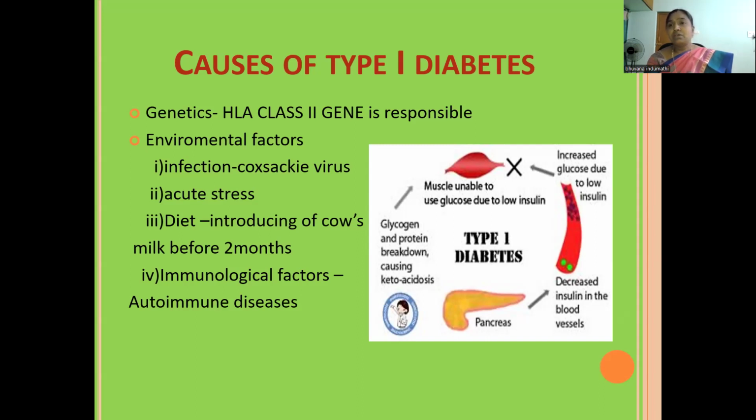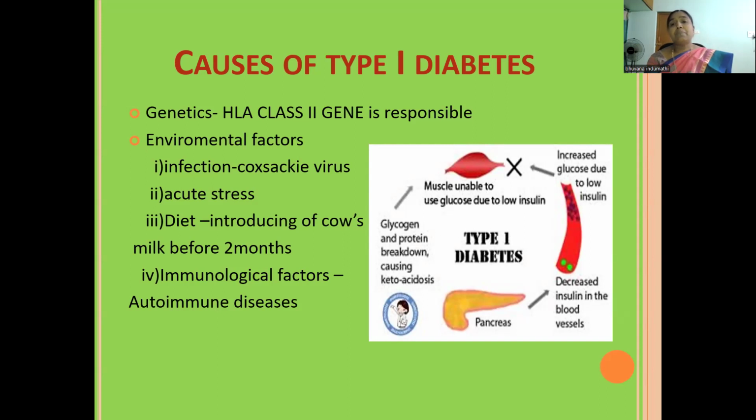Acute stress is whenever the body responds to immediate stress, or something may be irresponsive to the brain. Diet: introducing cow's milk before 2 months causes diabetes mellitus. The immunological factor is an autoimmune disorder.